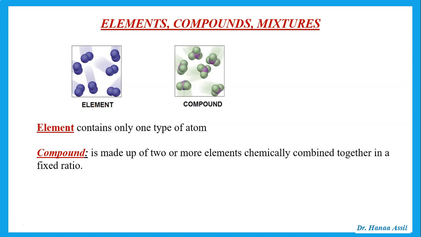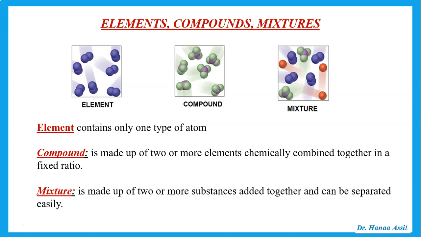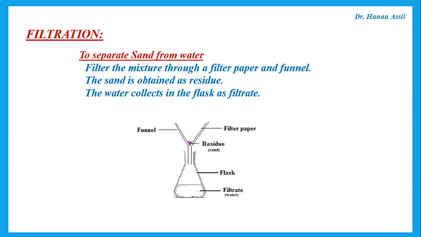Now, a compound is made up of two or more elements chemically combined together in a fixed ratio. So each of these molecules is the same, but they are made up of two or more elements chemically combined together, so that is a compound. Now, what's a mixture? A mixture is where we have different substances. They could be elements, they could be compounds, so a mixture is made up of two or more substances added together. They are not chemically combined and they can be separated easily.